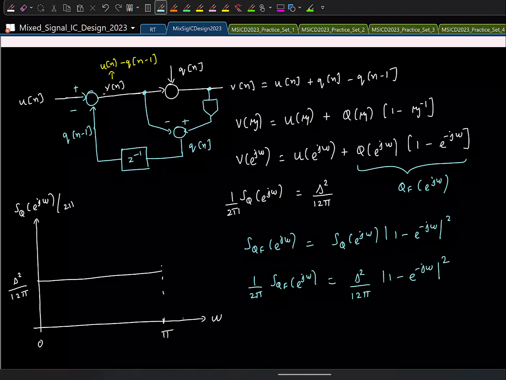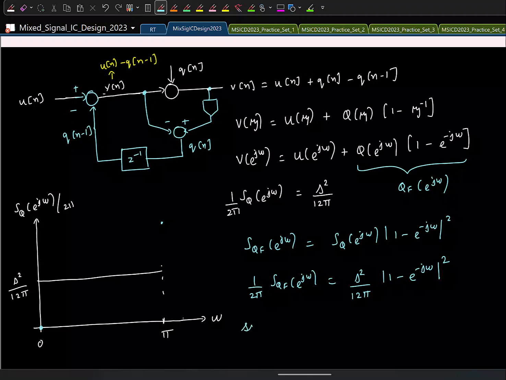Let's qualitatively sketch how this is going to look. At omega equal to 0, what can you say about this? 0. So let's say this is the point. At omega equal to pi, what happens? It's 2, but this is magnitude squared, right? So 4. So at omega equal to pi, it goes somewhere here. Maybe it's not drawn to scale, but let's say it is.